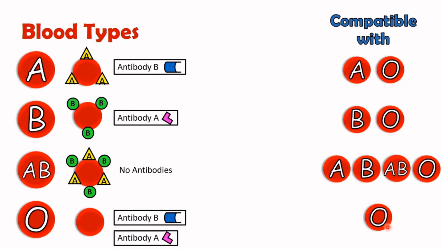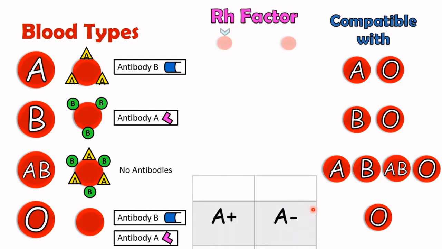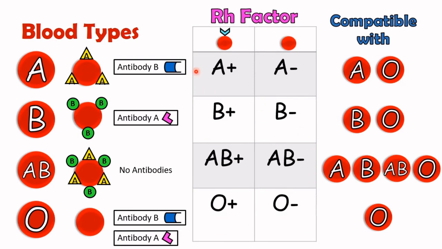This can cause death. Okay, so we go for the RH factors. As you can see here, if the blood has the RH factor, it means it is positive. If the blood type A has the RH factor, it means that the blood type becomes A positive.